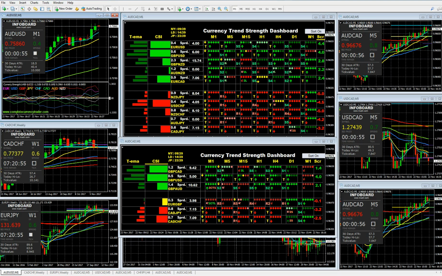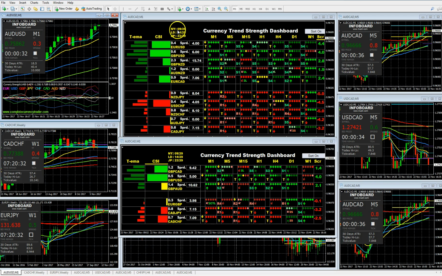I'm demoing my dashboard. This is unique. Nobody has this. This just came out of my mind, and I paid a lot of money to get this programmed. So let's start. What does this tell me at a glance? The times. We have the New York, London, and Japan times. And right now we can see it's 2:30, so this is overlapping time. It's 9:39 here in New York time.